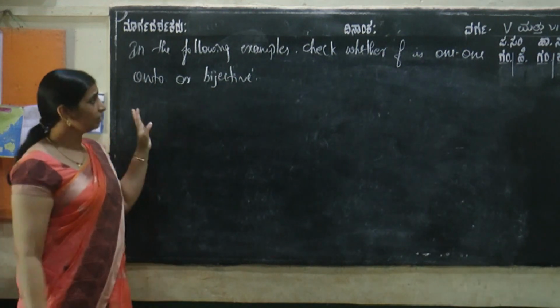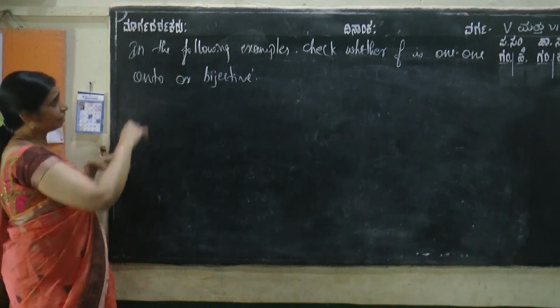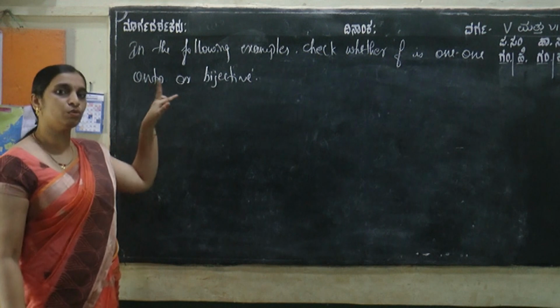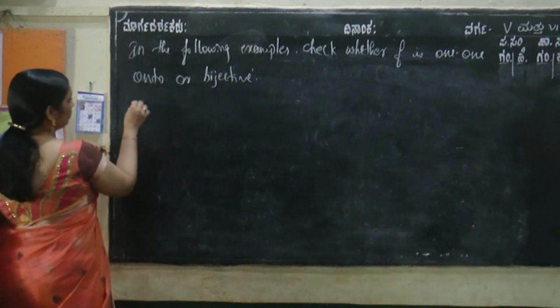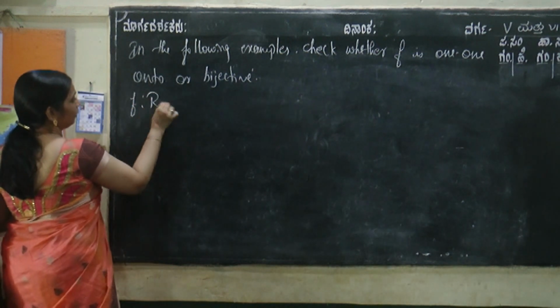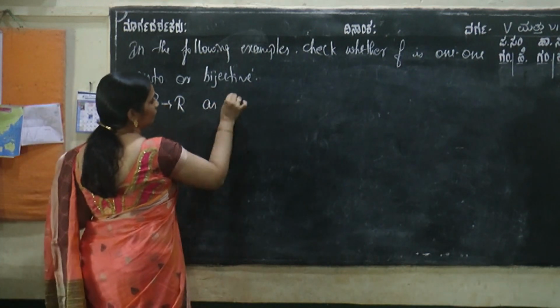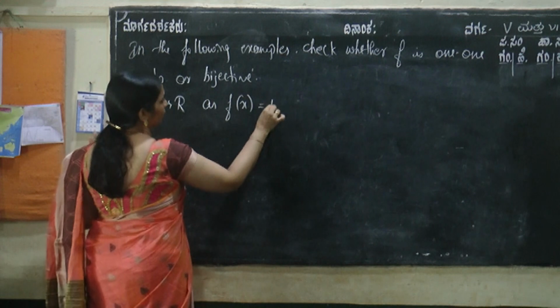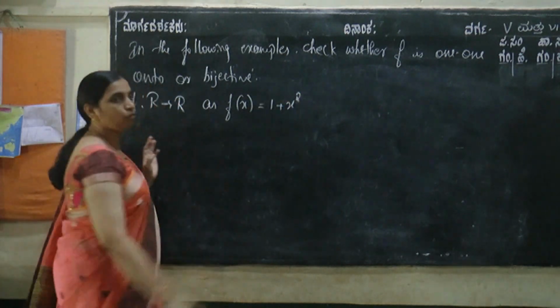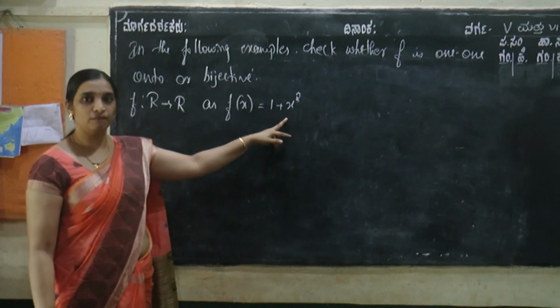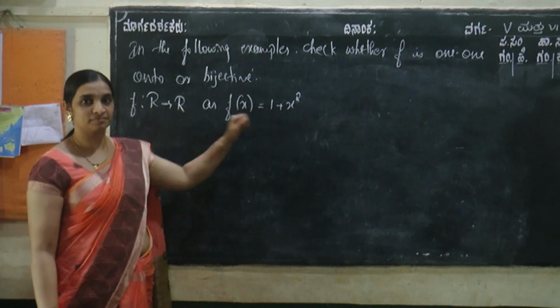Now let us consider the next question. The same heading here. In the following example, we have to check whether the function is one-one, onto or bijective. So here the function f is defined from the set of reals to reals as f of x is equal to 1 plus x square.